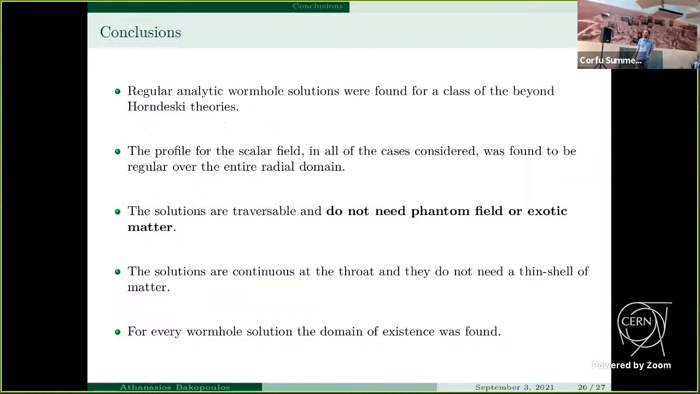To sum up, regular analytic wormhole solutions were found for a class of beyond Horndeski theories. The profile for the scalar field in all of the cases considered was found to be regular over the entire radial domain. The solutions are traversable and do not need phantom fields or exotic matter. The solutions are continuous at the throat and they do not need a thin shell of matter. And finally, for every wormhole solution, the domain of existence was found.